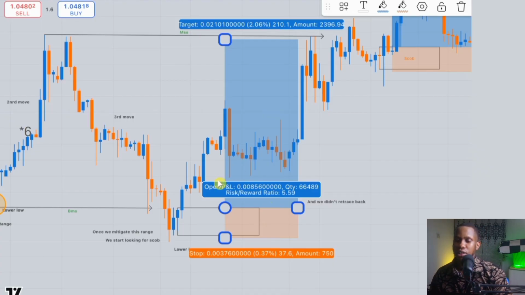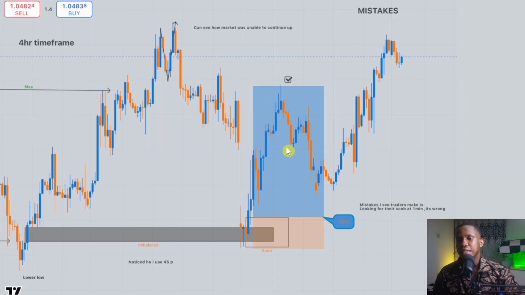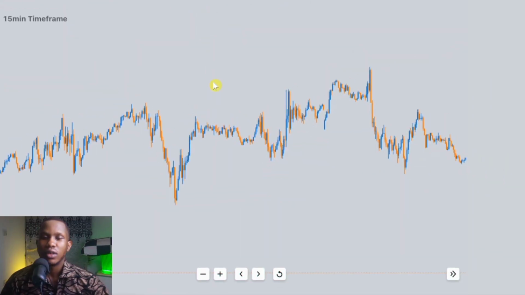And price action didn't retrace back there. This could have been a blasting trade. The mistake I see traders make with this is looking for this single candle order block in 1 minute, guys. So let's take a look at another example.